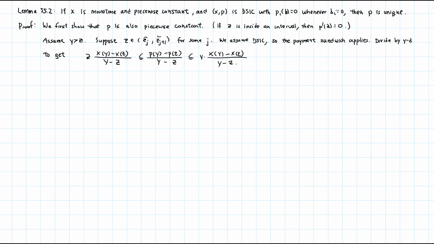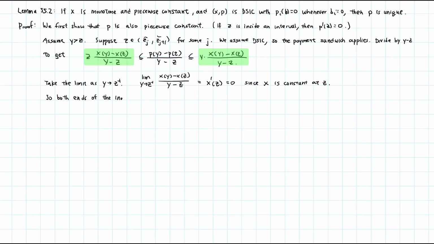You might notice something familiar with this. We are going to take the limit as y approaches z from the right. Taking this limit for (x(y) - x(z)) over (y - z) gives us x'(z), and this is just 0, because x is constant at z. So both ends of the inequalities approach 0.